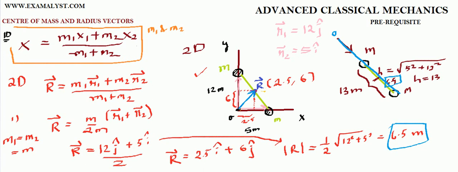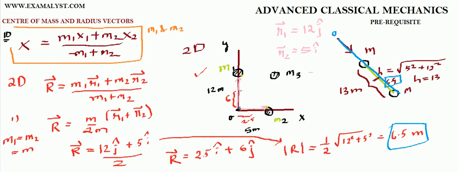If I now make this problem into a three body problem, how? Imagine I place another body here. The first body was mass m1, the second body was mass m2, and the third is mass m3. Now if I ask you what will be the radius vector where the center of mass lies.